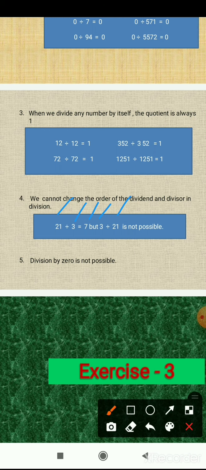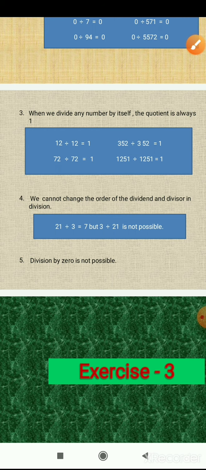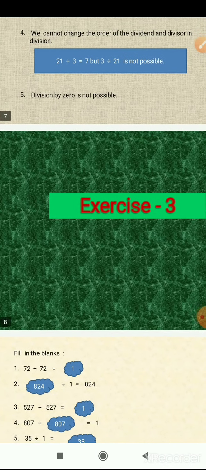We can change the order only in addition. And one more important thing, division by 0 is not possible. These are the 5 properties of division. On the basis of that, now we will solve exercise 3.